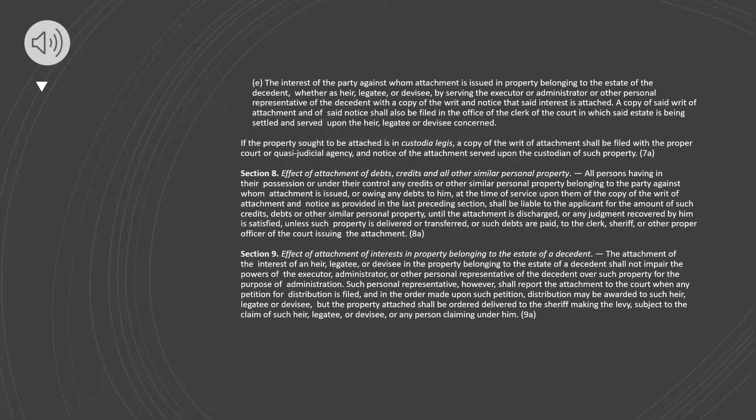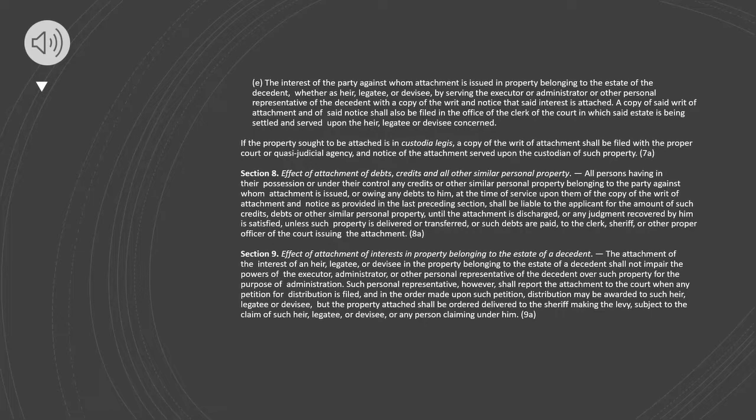8a. Section 9. Effect of attachment of interests in property belonging to the estate of a decedent. The attachment of the interest of an heir, legatee, or devisee in the property belonging to the estate of a decedent shall not impair the powers of the executor, administrator, or other personal representative of the decedent over such property for the purpose of administration.